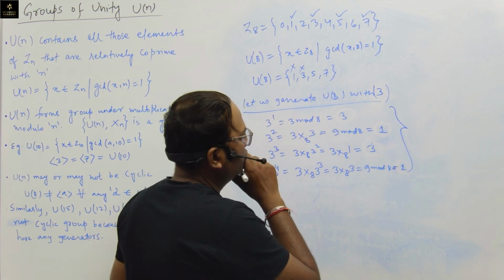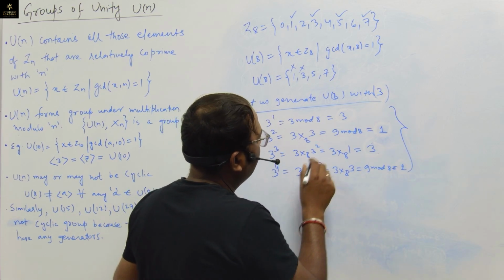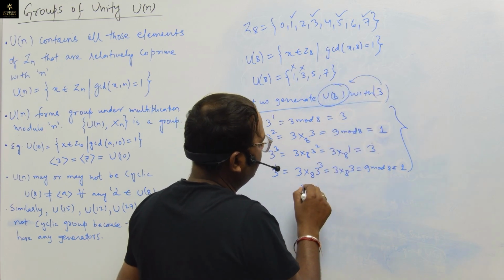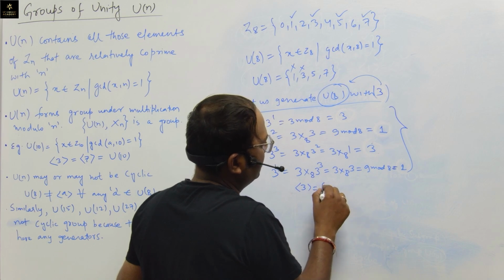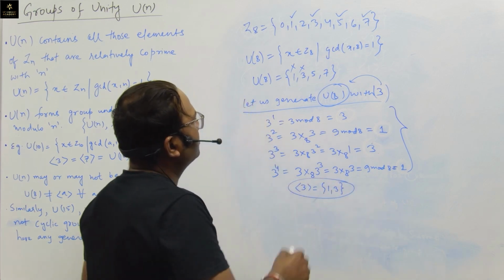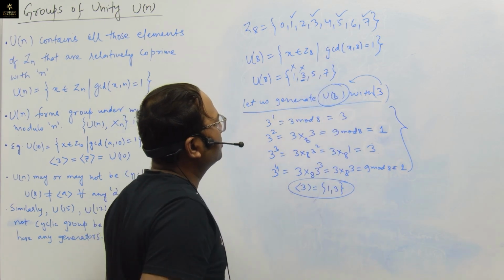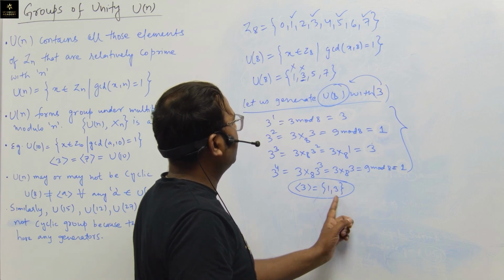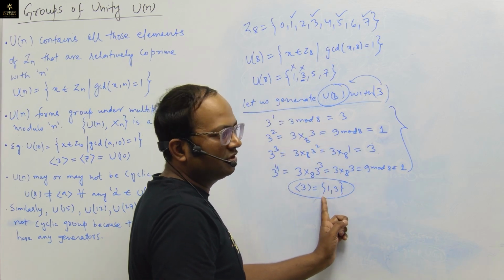So U8 will not be generated with 3. 3 is only generating 2 elements, that is 1 and 3. So 3 is also not the generator, because it is generating only 1 and 3. That is a subgroup of U8, not the complete group.